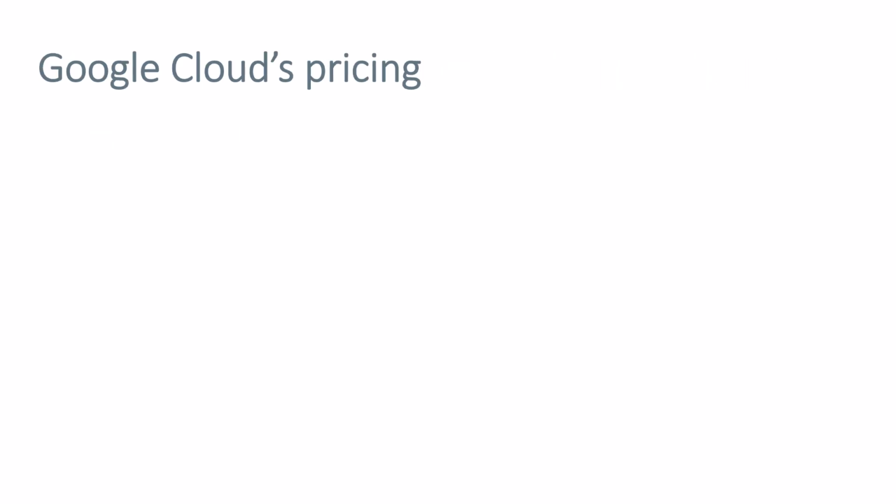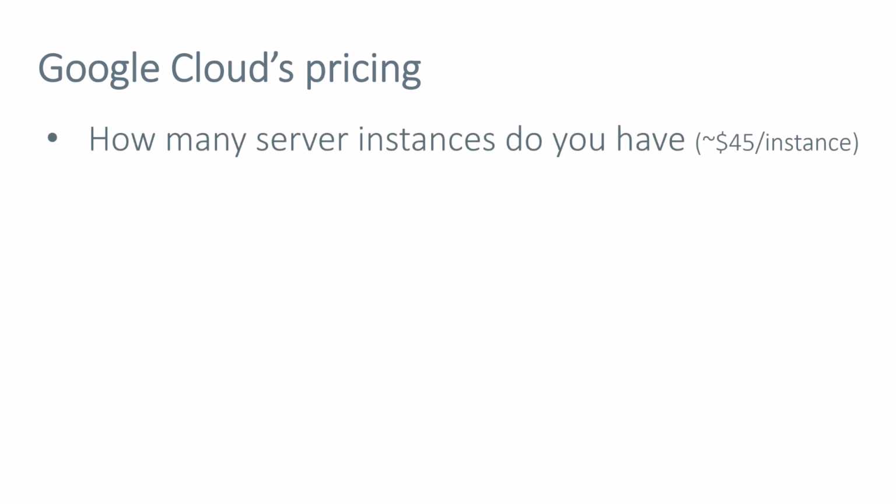So Google Cloud pricing depends on several factors. The first one is how many server instances you have or plan to have. Right now, the recommended hosting option in Google Cloud is Google Cloud Run, and one instance costs around $45 per instance per month. And the minimum number of instances should be at least two, because if at some point one of them fails, at least the other one will be able to handle the incoming requests. I mean, of course, to some extent.